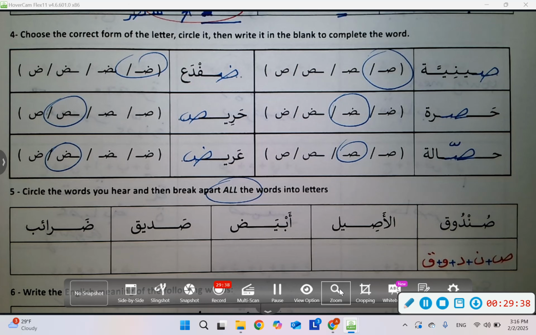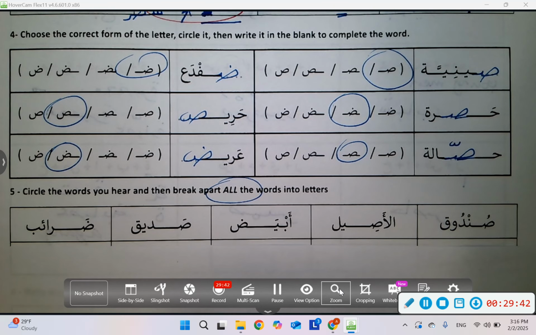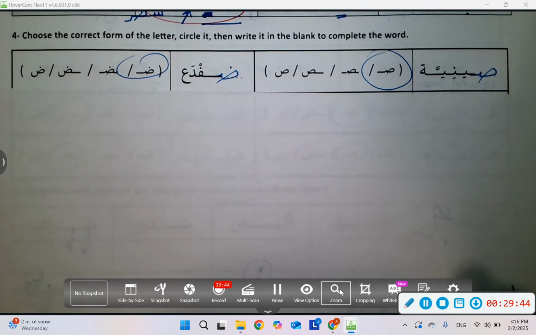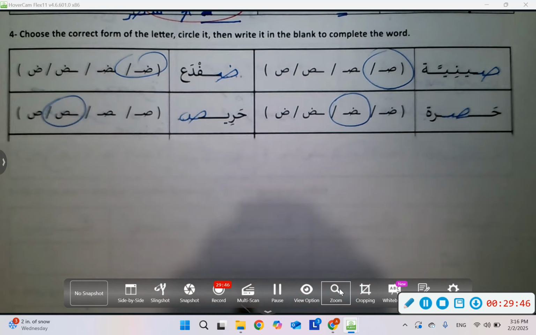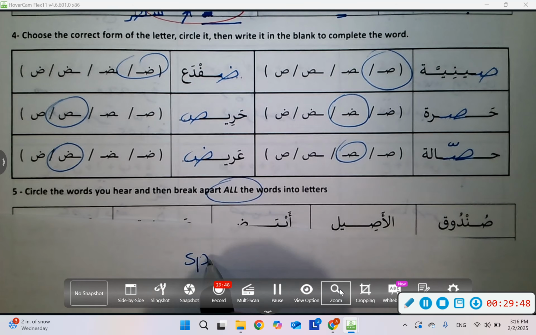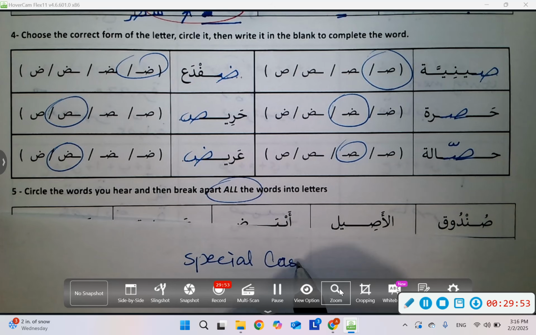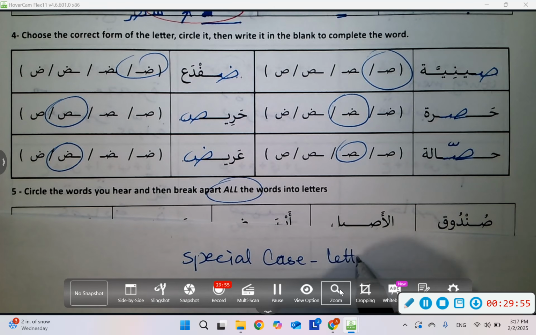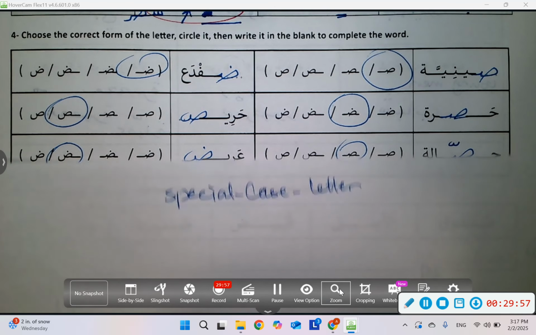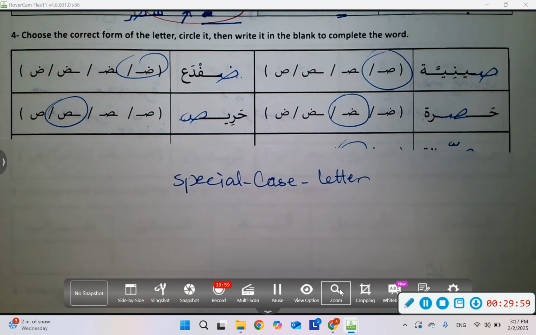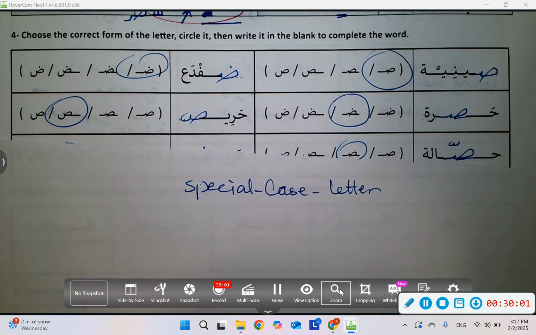Remember this very well. Later, we're going to study special cases. Special case letters are letters that are written in a special way.